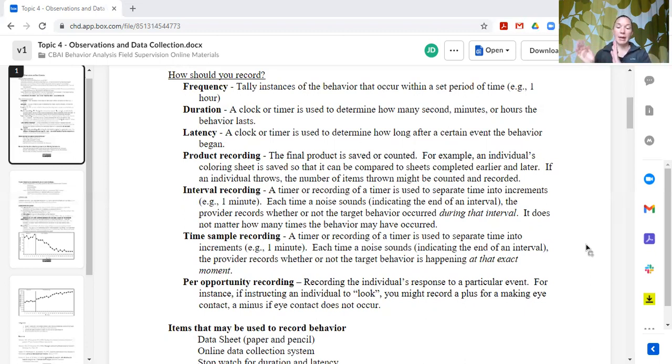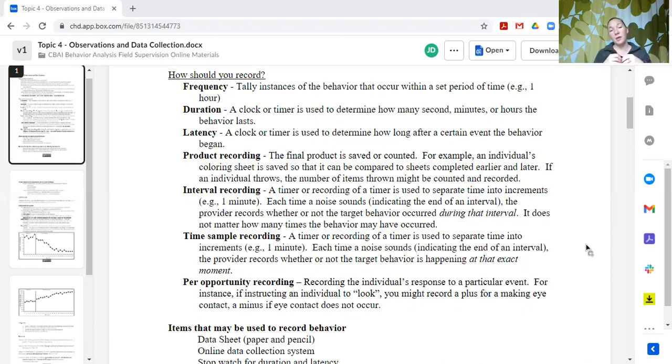Partial interval recording, by contrast, is if the behavior occurs at all during the interval, you mark a plus. If it doesn't occur at all during the interval, then you would mark the minus. Partial interval recording tends to overestimate the occurrence of a behavior. So if my individual engaged in the target behavior for only 1 second out of the 10 second interval, I would still mark that the behavior occurred. But that means that my learner might have only engaged in the behavior 1 second in each interval for a total of 10 seconds across 10 intervals. But it would look like 100% if I'm using a partial interval recording measure. So that tends to overestimate the occurrence of a behavior.